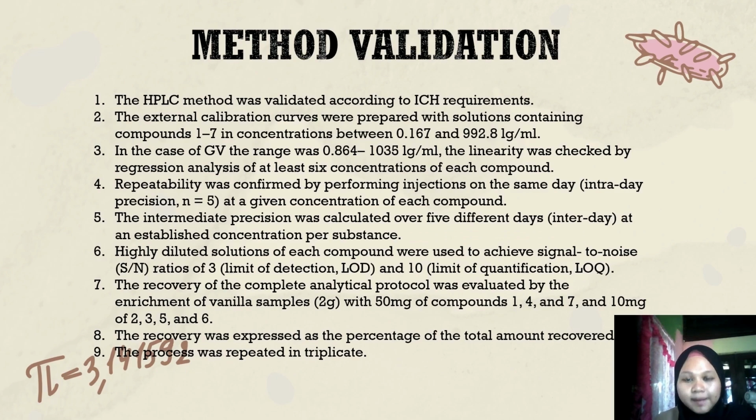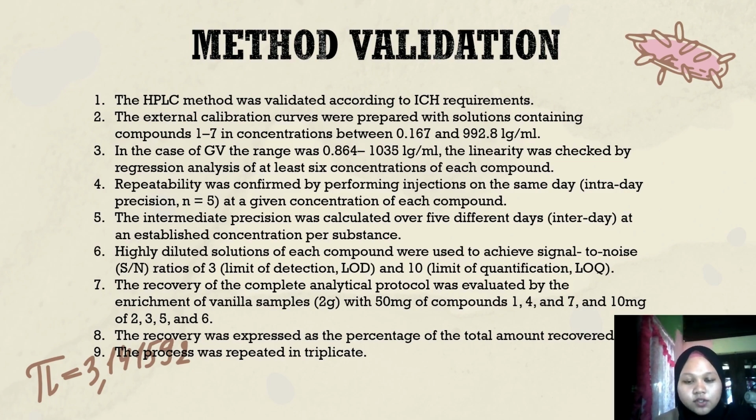The last one is the method validation. Firstly, the HPLC method was validated according to ICH requirements. Next, external calibration curves were prepared with solutions containing compounds 1 to 7 in concentrations between 0.167 and 992.8 µg per ml. In the case of GV, the range was 0.864 to 1035 µg per ml. The linearity was checked by regression analysis of at least 6 concentrations of each compound.